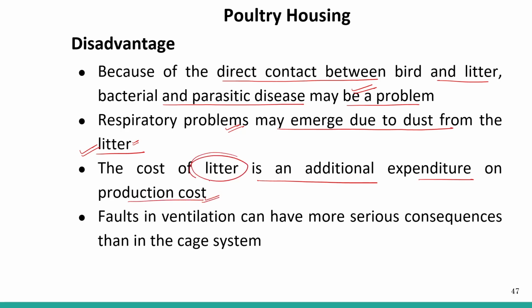So this particular litter is an extra expenditure that we should plan for if we are going for intensive housing. Faults in ventilation can have more serious consequences than in the cage system. If there is any type of fault in the ventilation, then there will be a serious problem for the birds. So the ventilation should always be maintained.